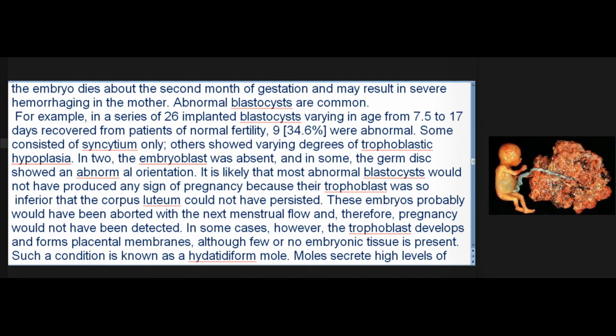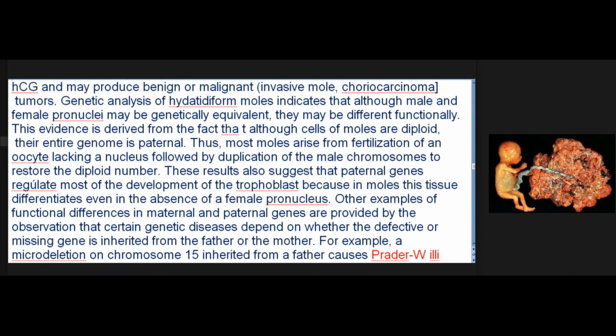In some cases, however, the trophoblast develops and forms placental membranes, although few or no embryonic tissues are present. Such a condition is known as a hydatidiform mole. Moles secrete high levels of hCG and may produce benign or malignant invasive moles, choriocarcinoma tumors.